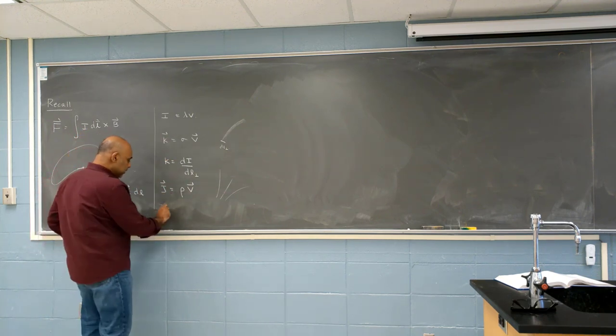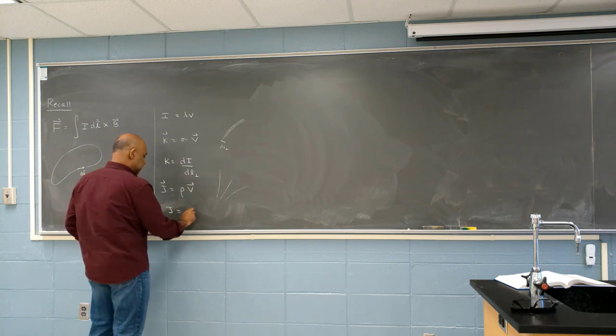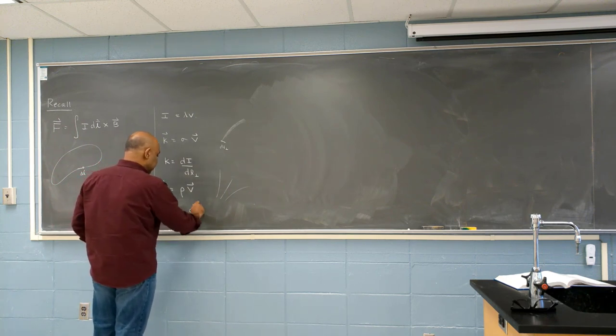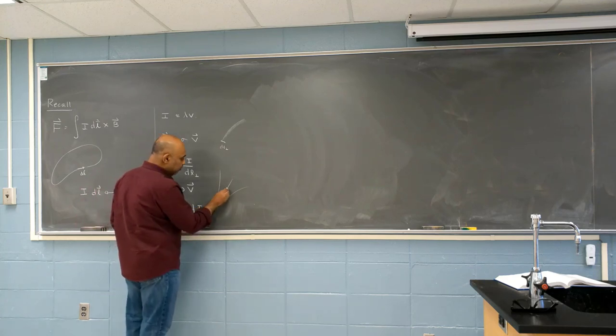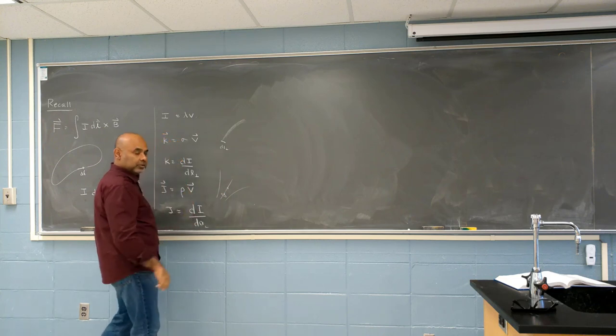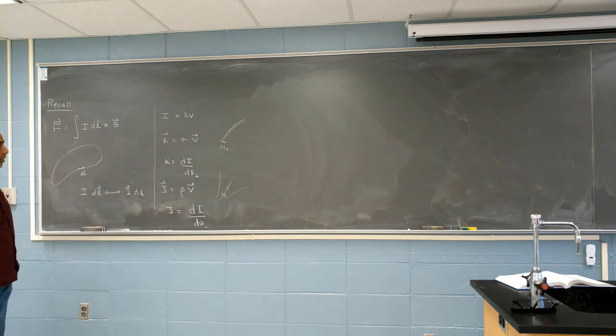And the expression for J is dI over dA perp. What's area perp? Well, if the current is going this way, you look at a cross-sectional area that is actually perpendicular to the current. That's where we are.